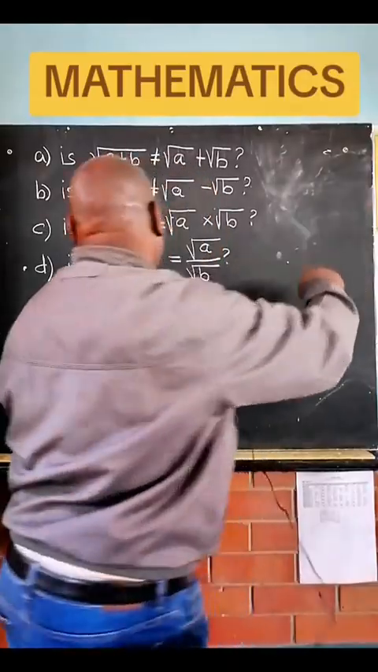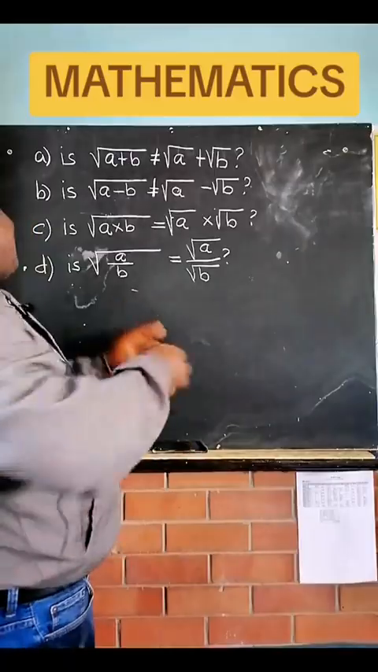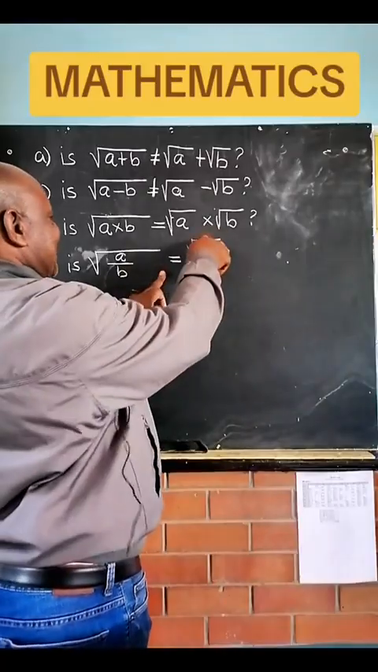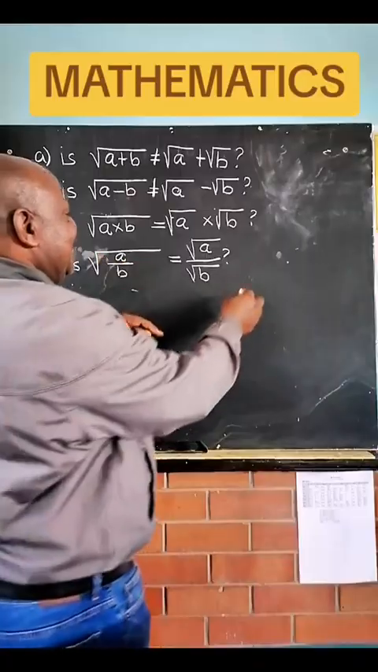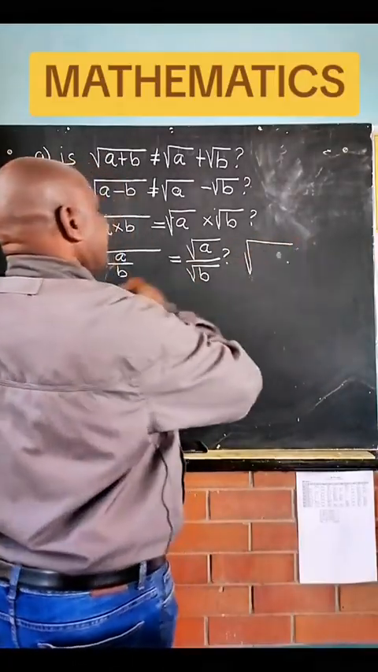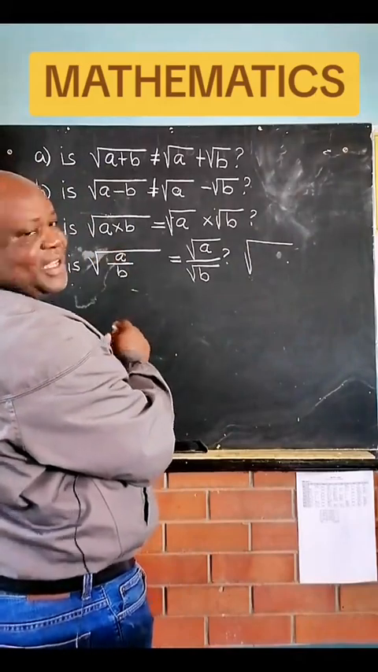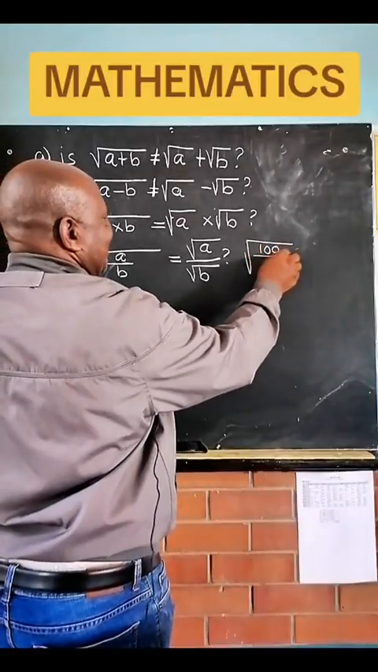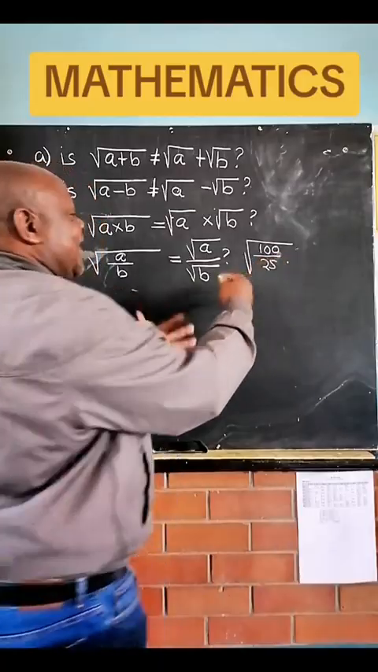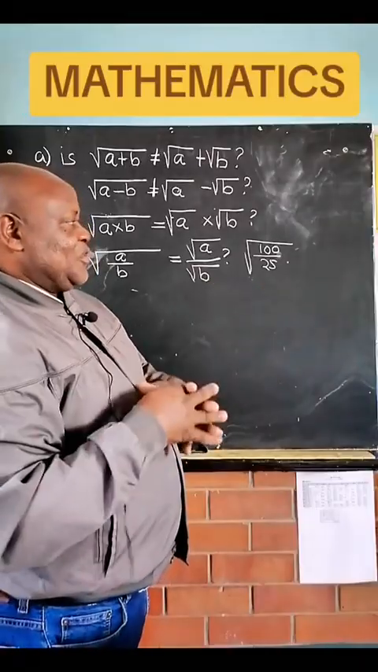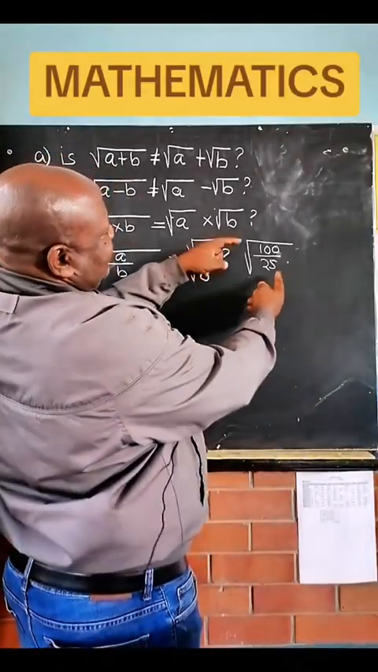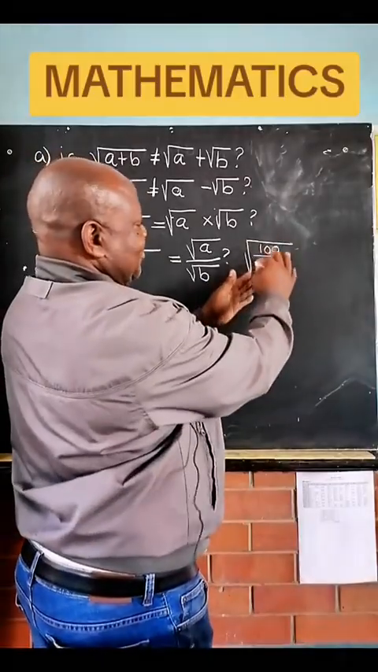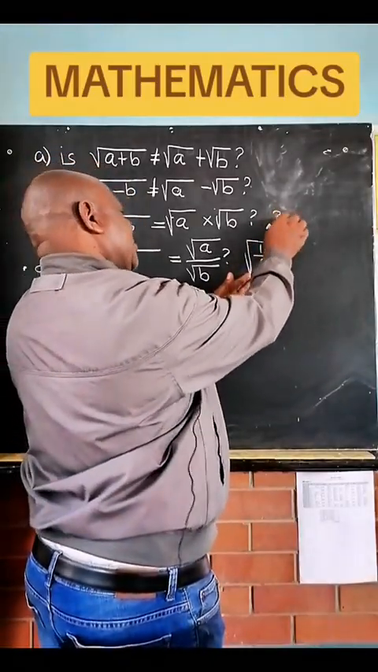Let's check with the quotient. Part D. Is root a over b equal to root a over root b? Again, choose for yourself two numbers to replace a and b with. Okay, I'm going to take my a as 100 and my b as 25. Comfortable numbers that I know their individual square roots. Ideally 100 over 25 is equal to 4. So this is equal to 4, and the square root of 4 is 2.